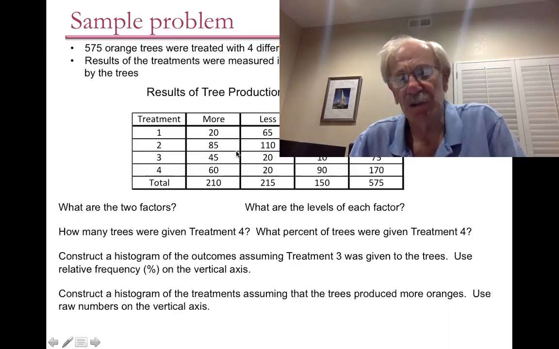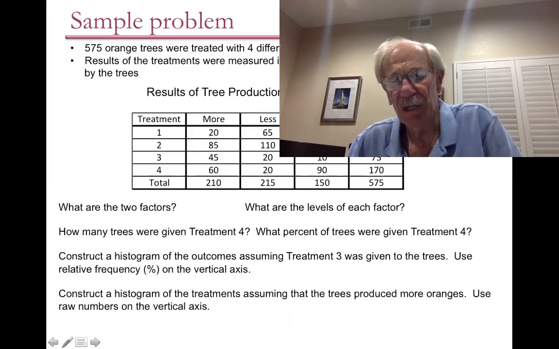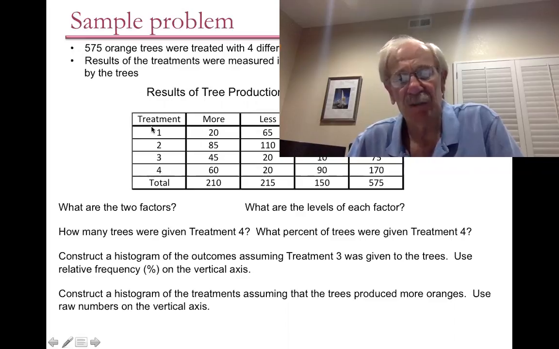So the marginal distribution would be showing that 100 trees had treatment 1, 230 trees had treatment 2, 75 had treatment 3. So we take this margin, and to get the percentages, we'd do 100 over 575, 230 over 575. So we'd have the marginal distribution of how many trees had these types of treatments.